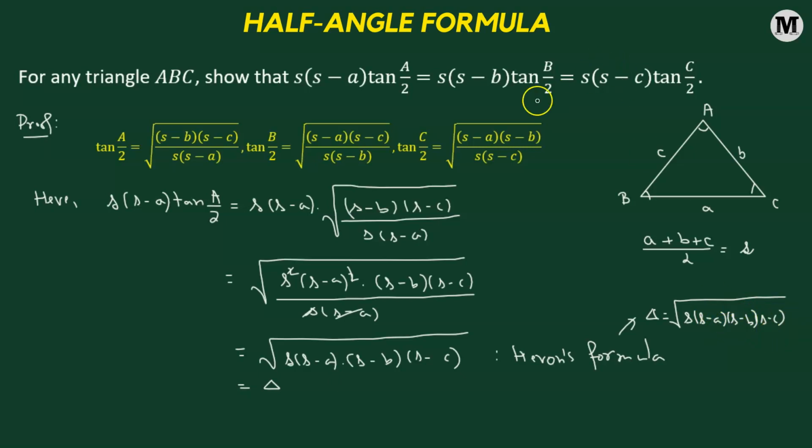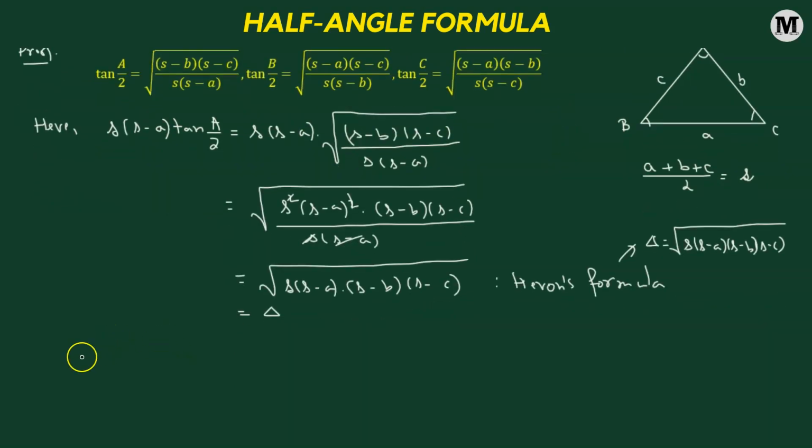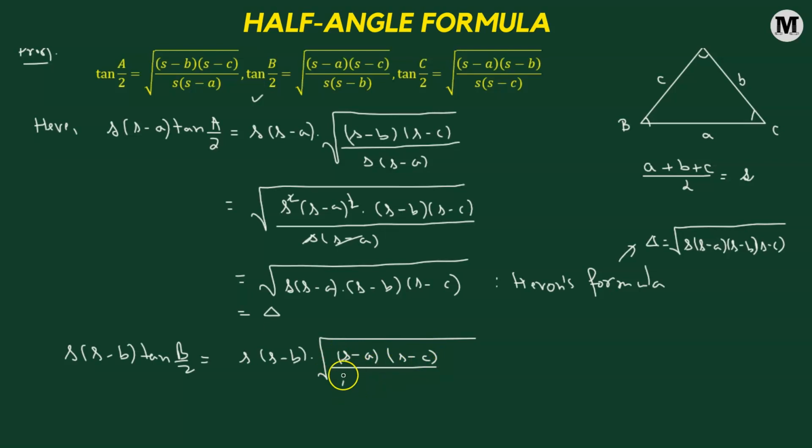Fine. Now we'll start with the next expression, s(s − b) tan(B/2). Let's use the formula for tan(B/2). That's going to be the square root of (s − a)(s − c) divided by s(s − b). So if we take s(s − b) inside the square root and simplify, this is also going to give us Heron's formula. So that's going to be s(s − a)(s − b)(s − c).